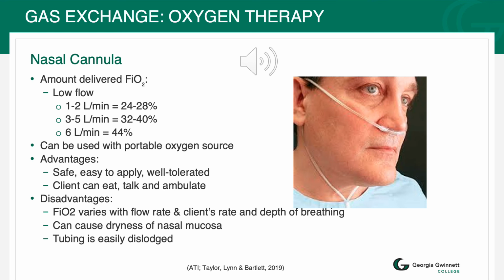Depending on how fast and how deep the person breathes, the amount of oxygen that they're actually getting, that FiO2, will vary. And this tubing can fall out of the nose. It can get dislodged from the flow meter. Well, all of them can at that point. But you just want to make sure, again, you're using your assessment data to make sure that it's delivering the oxygen that we want it to.